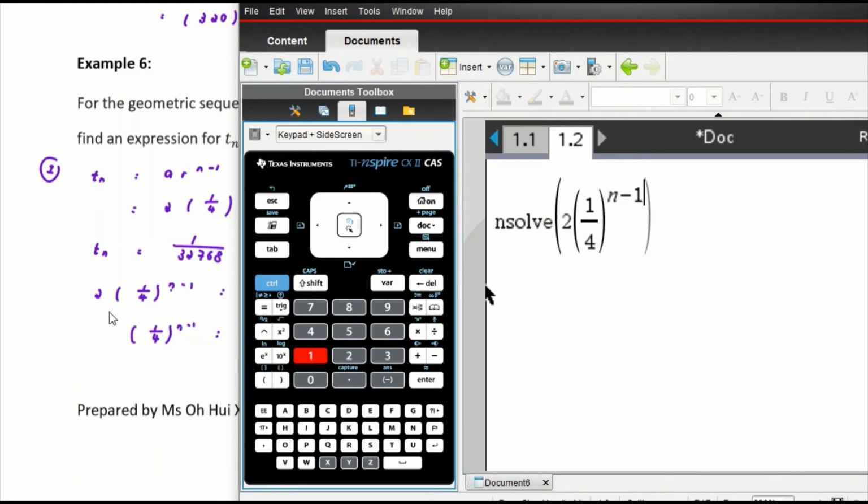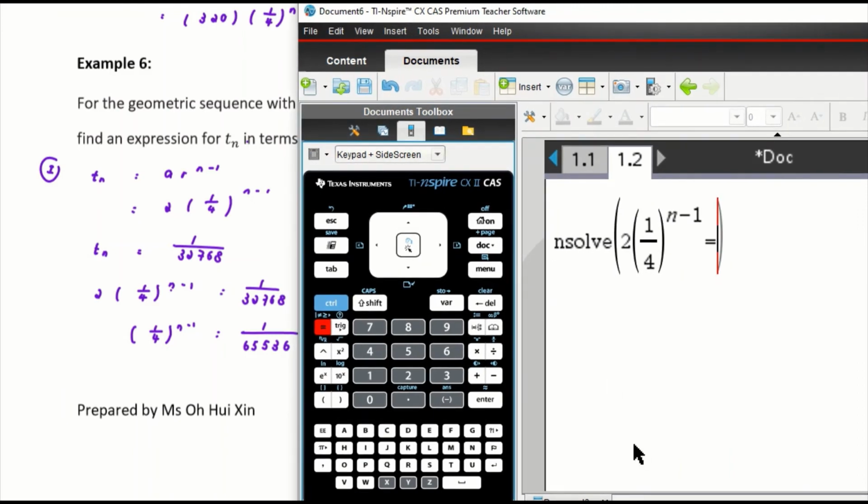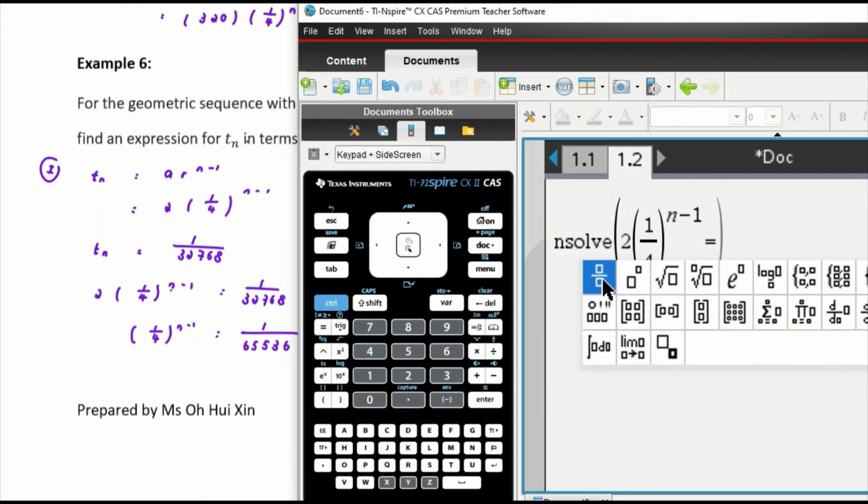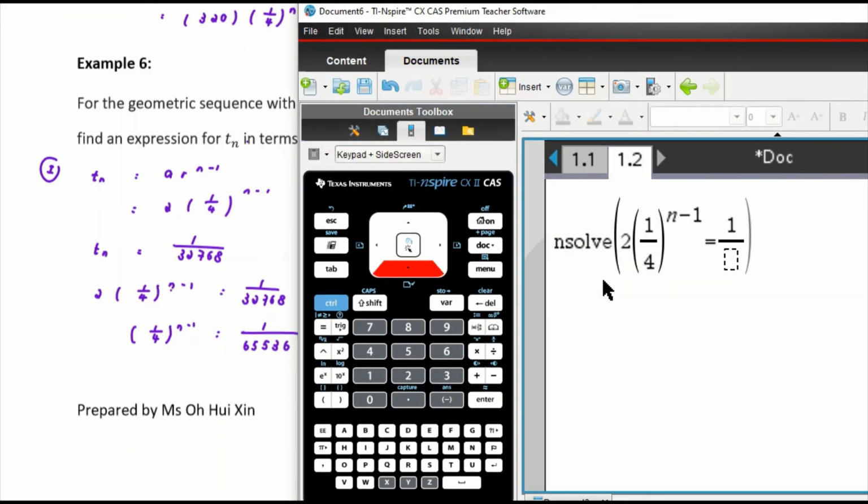So this is exactly what you type here. Then you go down again, then equal to, what you have on the right hand side is 1 over, so that's why it's a fraction also. So 1 over 32768. So after you type in everything, the variable that you solve for here is n, right?